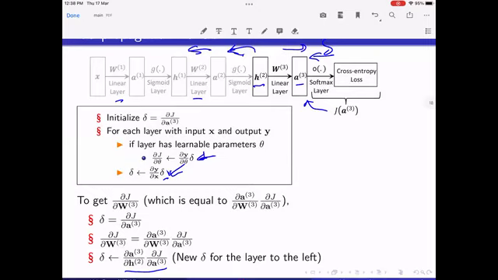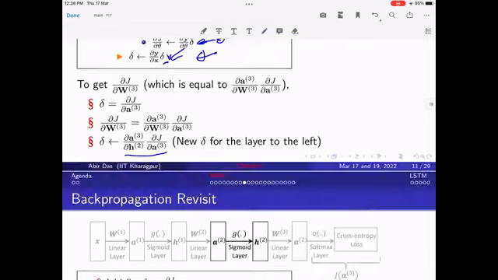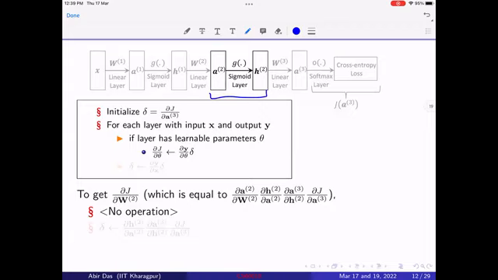Now, you basically repeatedly apply this rule. You go to the next layer, you check for each layer what is the input and output of this layer. Does it have a parameter? If it has, then do this. If it does not, do nothing. And then always do this to get the new delta. So this layer we have now focused on. If the layer has learnable parameters theta, actually it does not have any learnable parameters theta, so you do no operation.